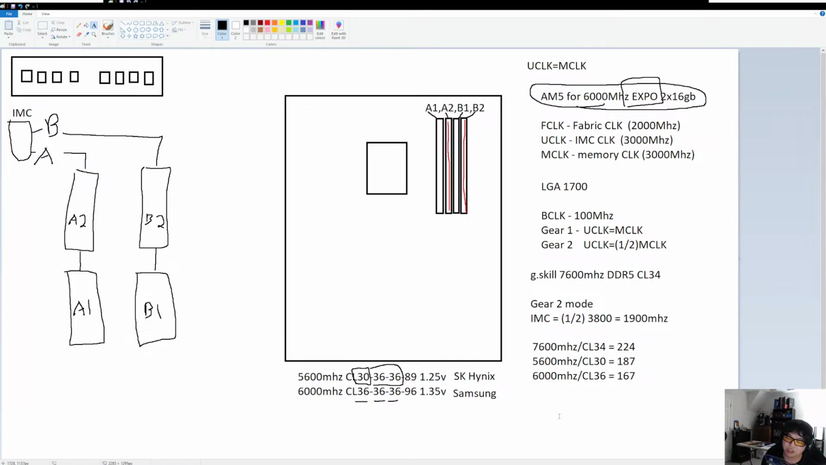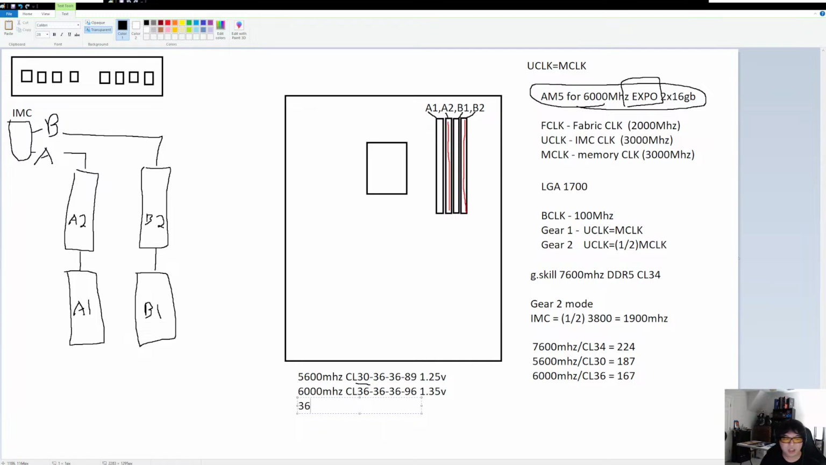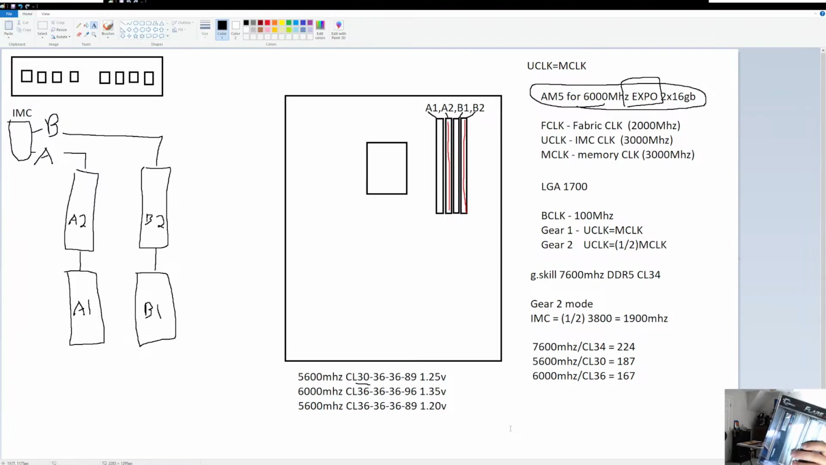CAS latency is 36, 36. So actually, I'll just tell you guys right here. This is another Samsung kit, and I can already tell it's Samsung. So this third one that I have, or this third sample, is again 5600, and it is CAS latency 36, and it's 36, 36, 36, 89 at 1.2 volts. This is also Samsung memory, and it is Flare X5.